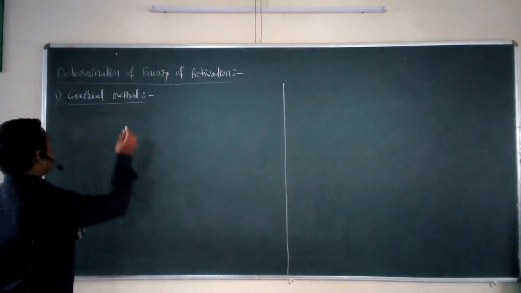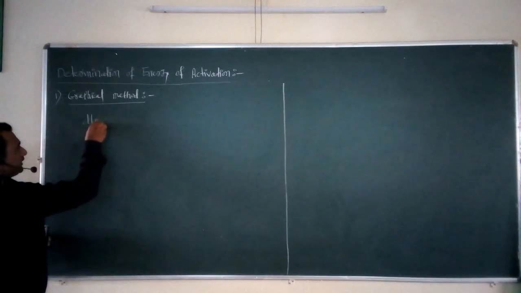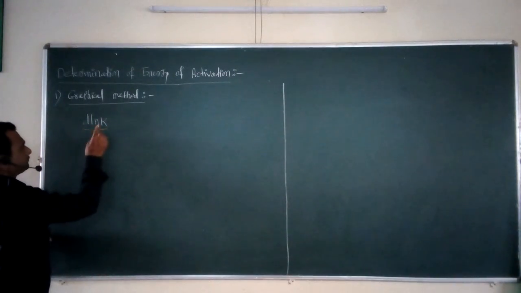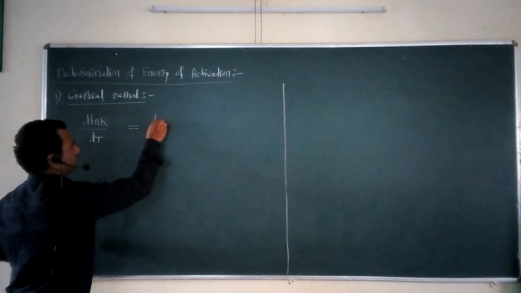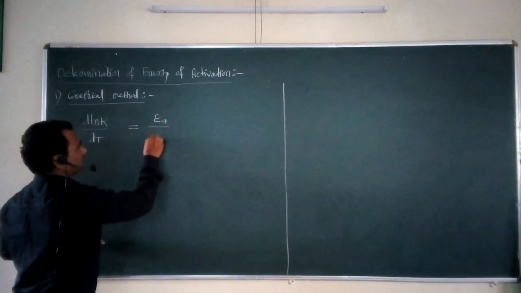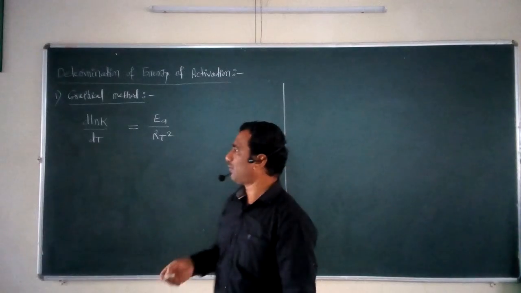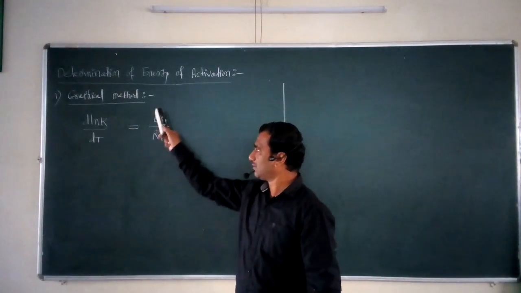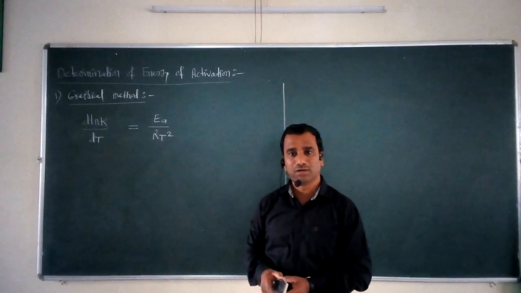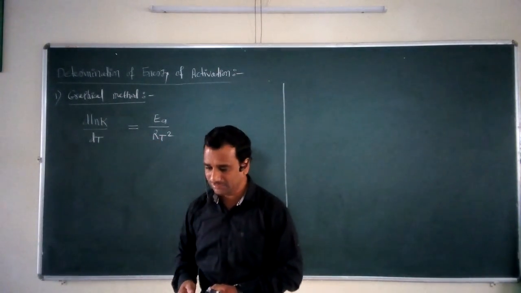We have the differential form of the Arrhenius equation as d ln k upon dT is equal to EA upon R into T square. This is the differential form of the Arrhenius equation: d ln k upon dT is equal to the energy of activation divided by R into T square. We know very well the terms involved in this equation.